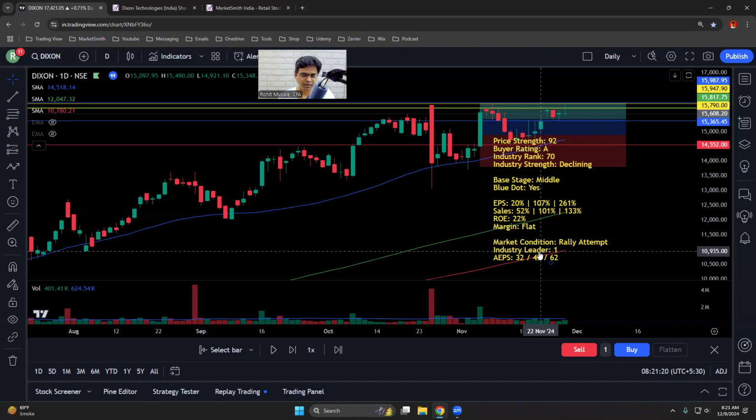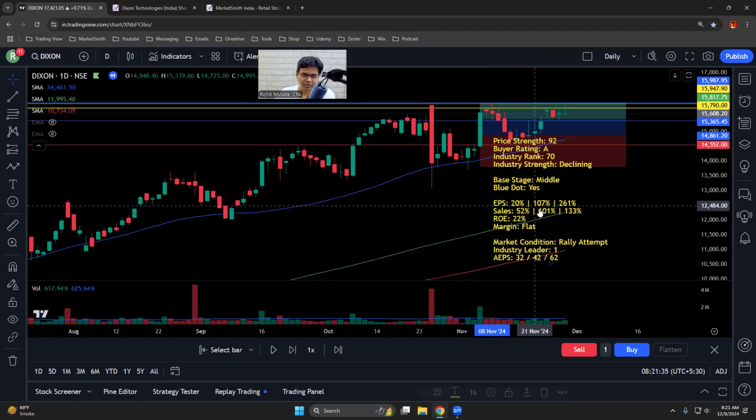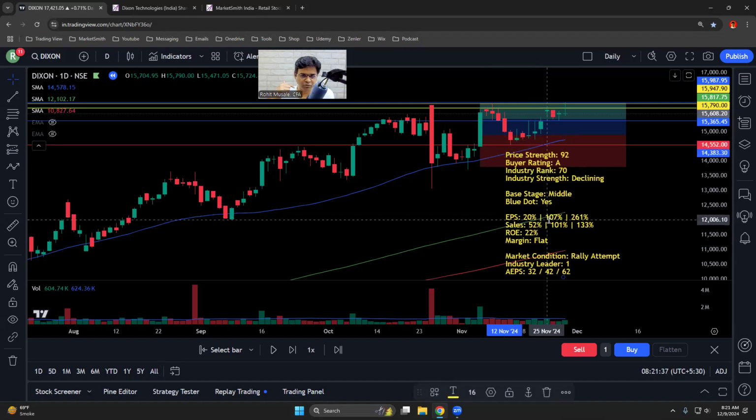So I look at the market cap, I look at the top three companies in the industry group, and Dixon is right at the top. It is rank number one, not even two or three. It is rank number one. So this is the analysis that I have done on the stock before I bought the stock, not after I bought the stock.